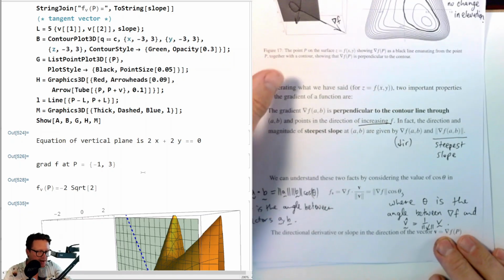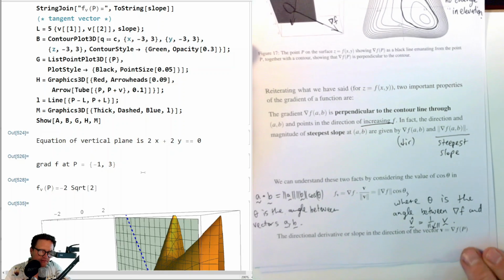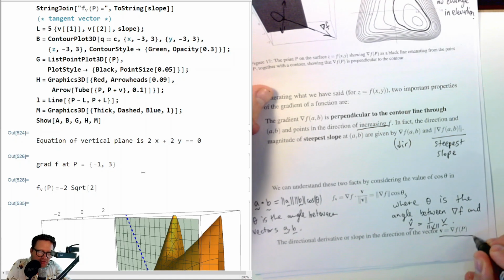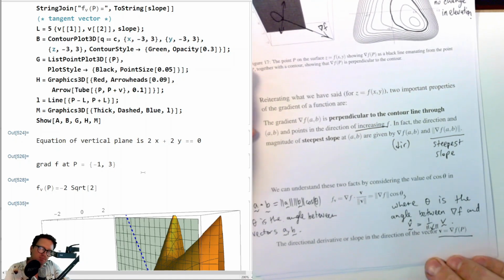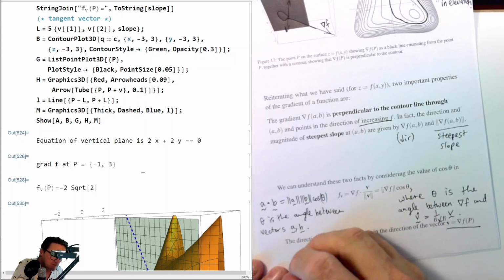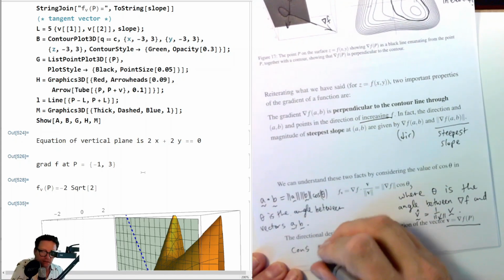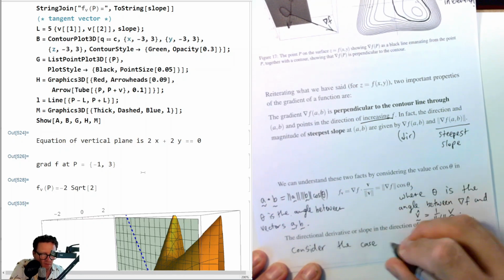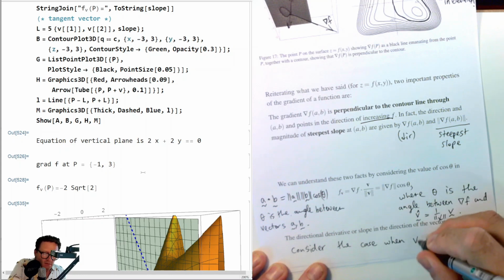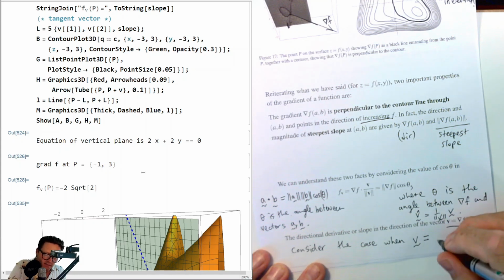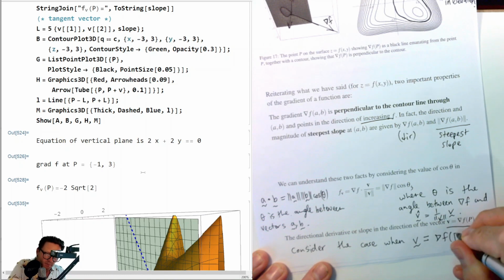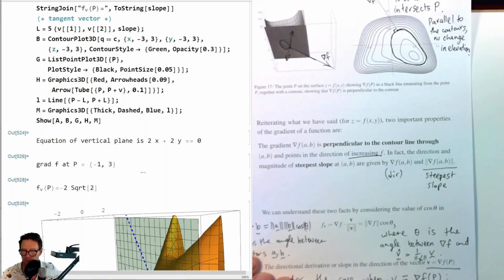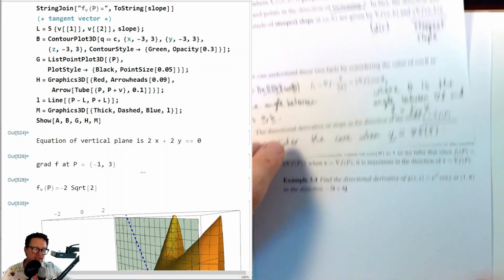Okay, the directional derivative, or slope in the direction of the vector v, when v is equal to the gradient. So we're going to take a particular case. What we're doing here is considering the case when that vector is just equal to the gradient vector at P. All right, so let's have a look at that special case.